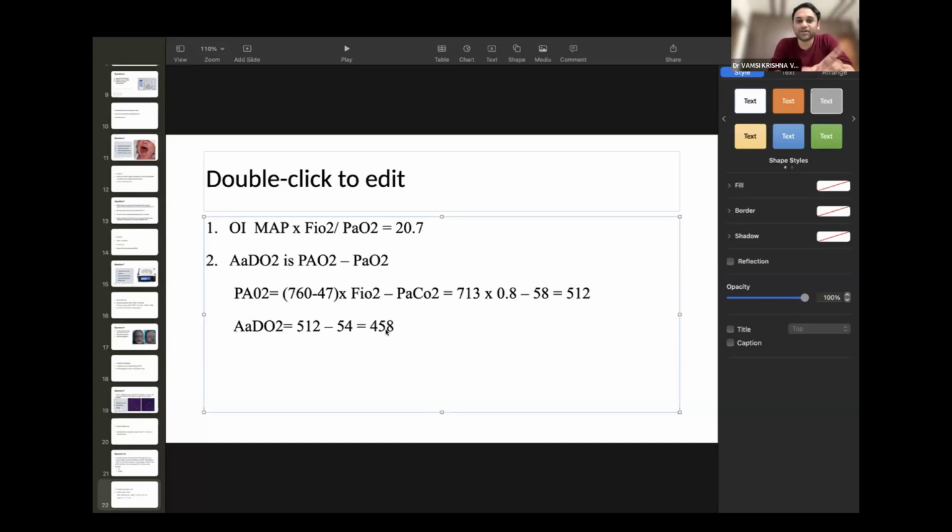The A-a delta O ratio shows how much of the oxygen is actually getting diffused. For the A-a delta O ratio, we can say 5 to 25 is normal. Anything more than 200 is significantly elevated. Anything more than 600 to 800, we definitely go for ECMO.